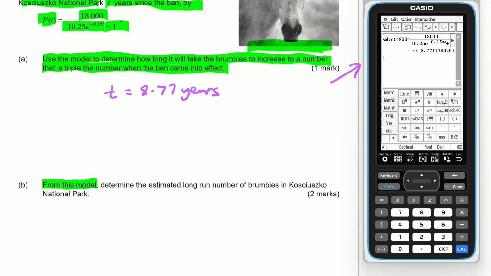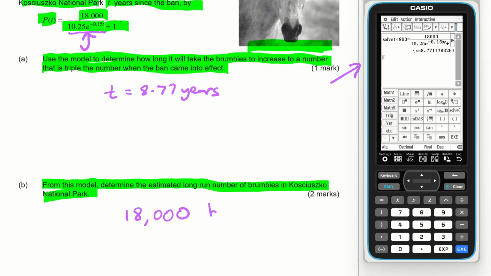From this model, determine the estimated long-run number of Brumbies in the national park. So if we just tend T to infinity, this term will tend to 0 because it's e to the negative 0.15 t. That leaves us with 18,000 divided by 1, and therefore it will be 18,000 Brumbies. You might want to put something, since it's 2 marks here, about the fact that that term is going to go to 0.